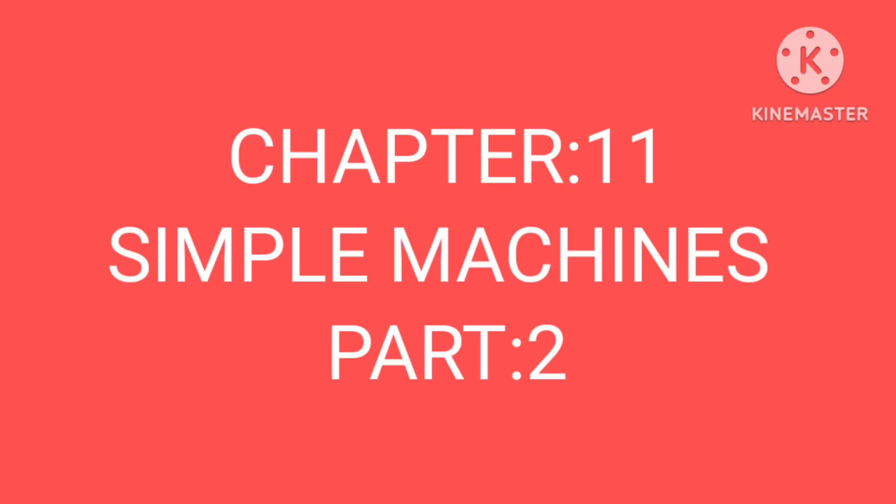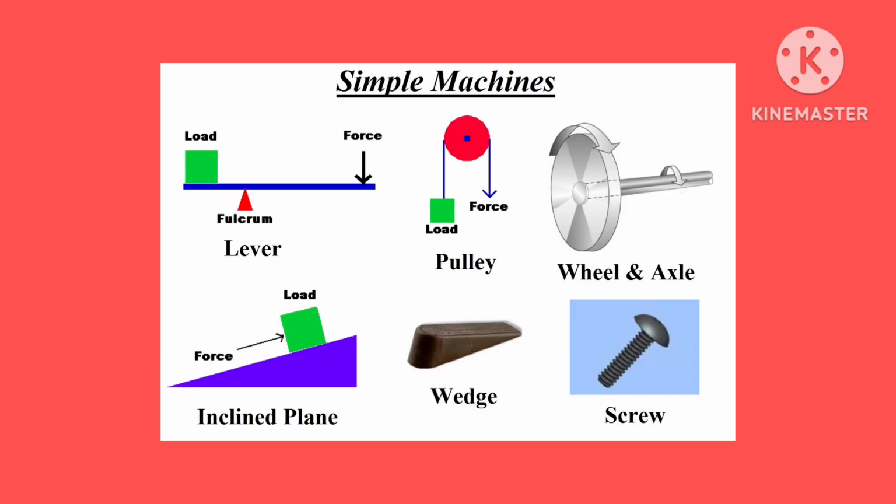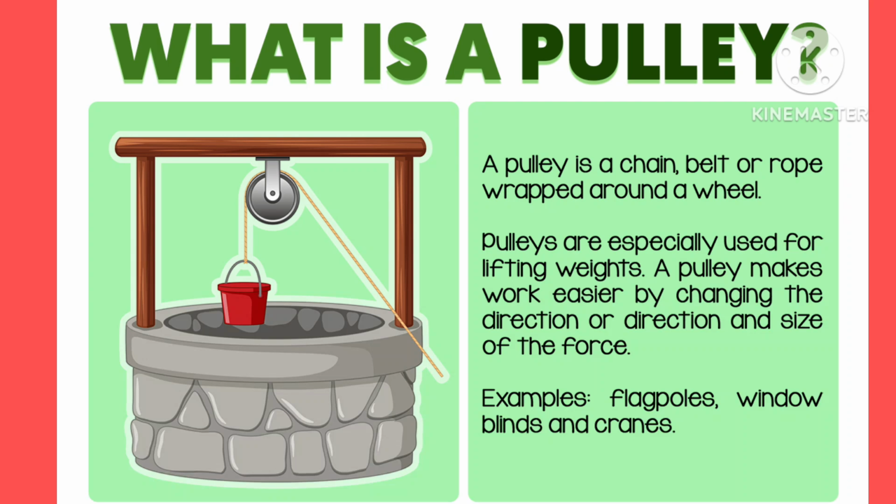In the previous class, we were studying simple machines and their kinds. We were up to the first order lever and its classification. In this class, we will start with the pulley and the rest of the classifications like wheel and axle, inclined plane, wedges and screw. Okay, let's start with the pulley.